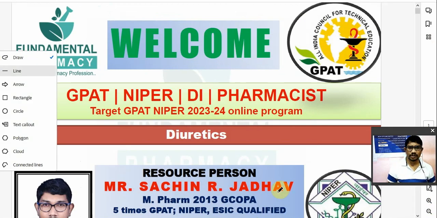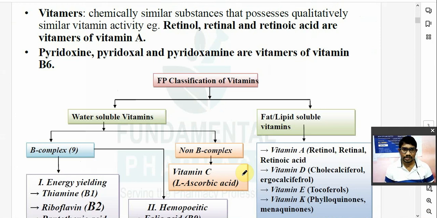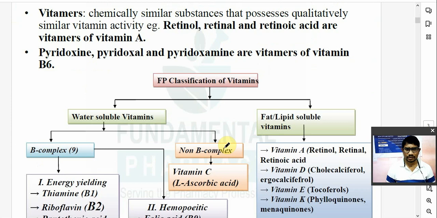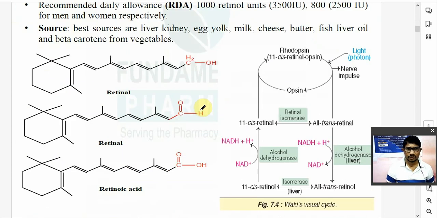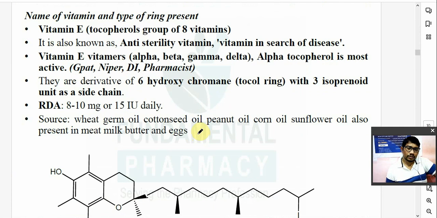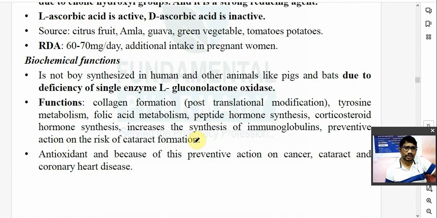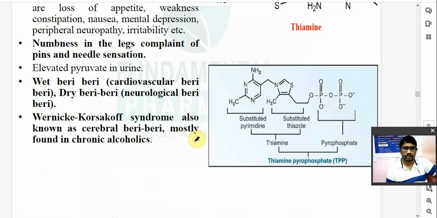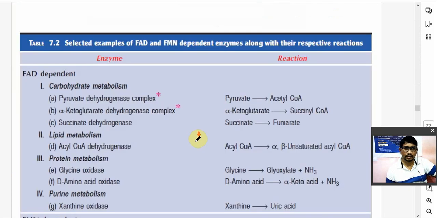So we have started with the vitamin chapters, and from biochemistry we have seen the vitamins and their classification. After that we have seen the lipid soluble vitamins, vitamin A, D, E, K. After that we have seen vitamin C. After that we also started with the B complex vitamins, and from that we have covered first thiamine, then riboflavin, then niacin. We have seen the cofactors of riboflavin because these cofactors are important.